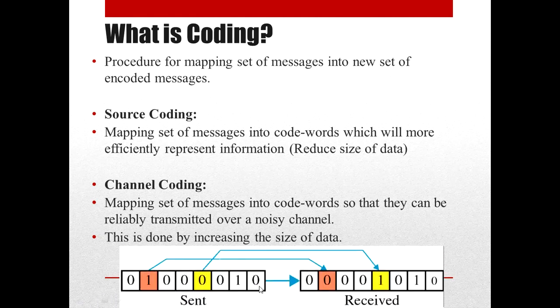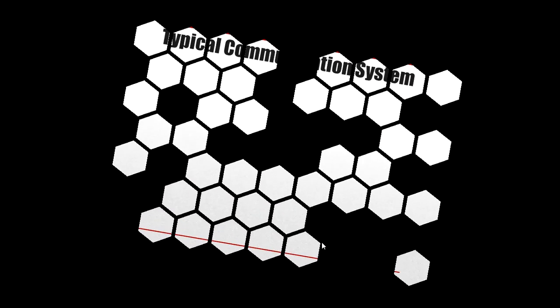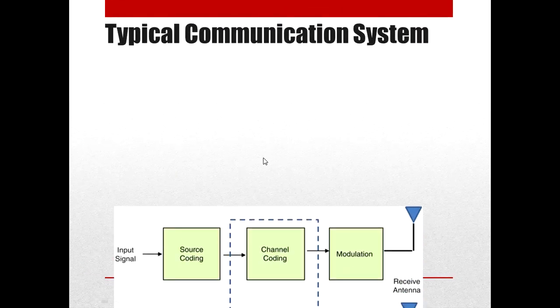This is a diagram which shows the data which was sent, and this is the data which is received. What happens is that 2 bits of data are in error, that is, this which was a 1 has become a 0, and a 0 has become a 1. So channel coding is nothing but error control coding, a coding technique which can be used to correct such errors.